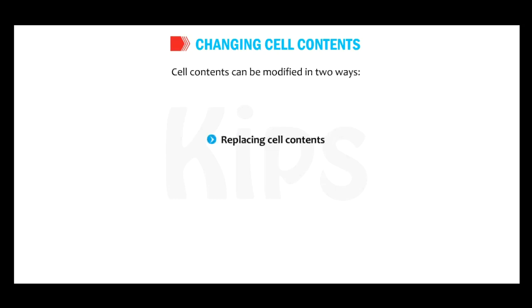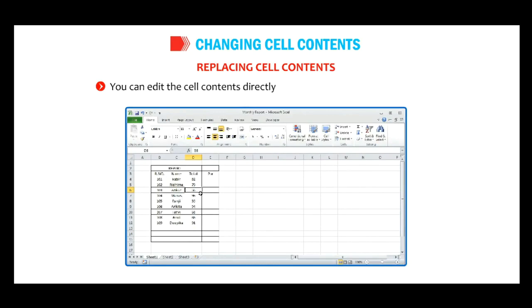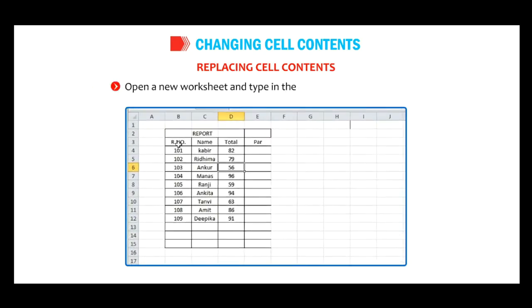Replacing cell contents and using Edit mode. Replacing cell contents: you can edit the cell contents directly and replace them with a new entry. Open a new worksheet and type in the data as shown in the figure. Select the cell whose content has to be changed, let us say D6. Now type 65 in that cell and press the Enter key. Note that the previous value 56 is replaced with 65. Similarly, try to change the contents of other cells.